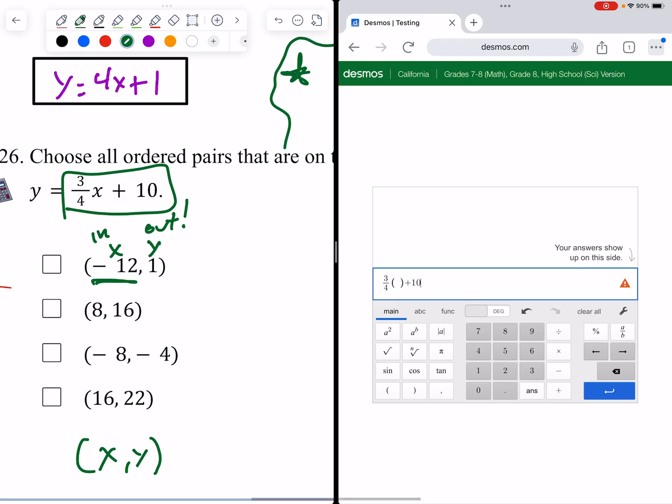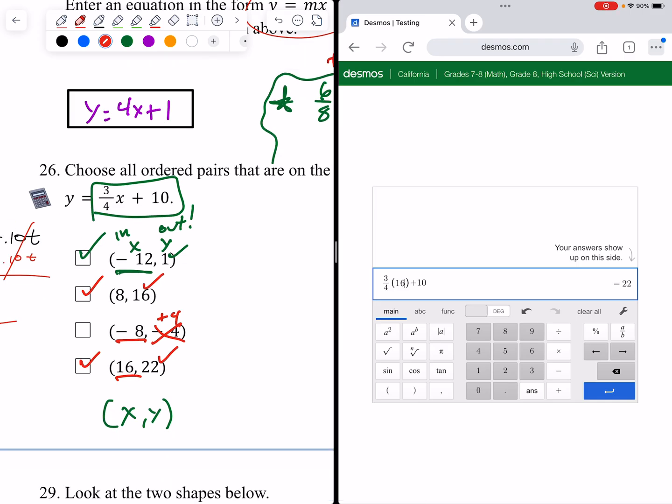So if I plug in negative 12 where my x is, so there's minus 12, did I get 1? Yes. So that one worked out. If I plug in 8, and look, I just got to press delete, delete, change it to an 8, I got 16. Check. Delete the 8. Now I'm going to plug in negative 8, and that gave me positive 4, so it's not negative 4. So press delete, and then I put in 16. So if I plug in 16, it gave me 22, so that one is correct. That's it. That's how simple it is when you get to use your calculator, okay? All I had to do was plug in the numbers, all right?